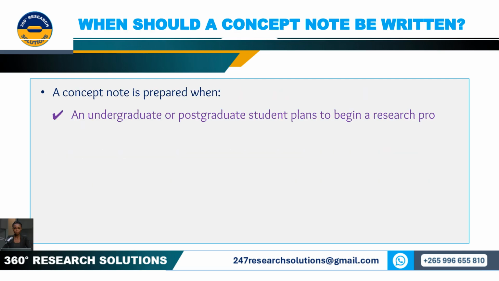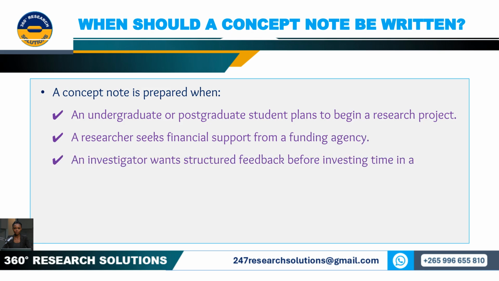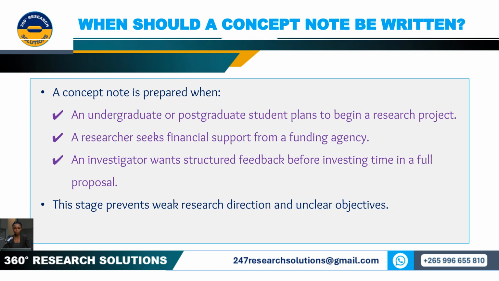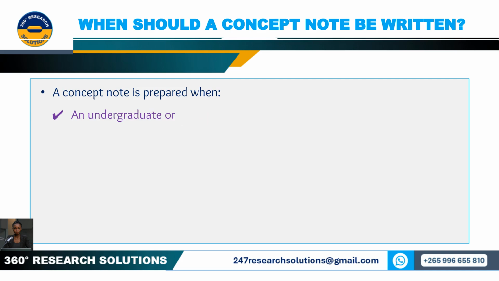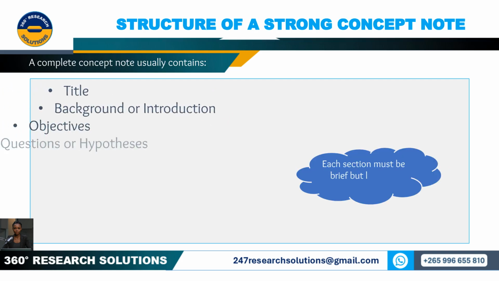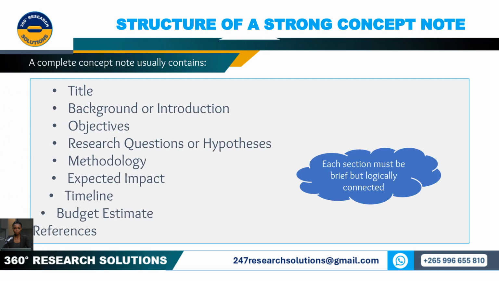A concept note is prepared when a student plans a research project, a researcher seeks financial support, or an investigator wants structured feedback. This early stage helps prevent weak research direction and unclear objectives. A complete concept note usually contains a title, background, objectives, research questions or hypotheses, methodology, expected impact, timeline, budget estimate, and references. Remember, each section must be brief but logically connected.